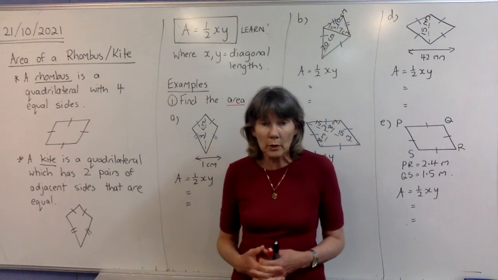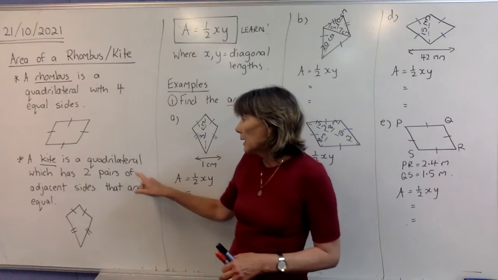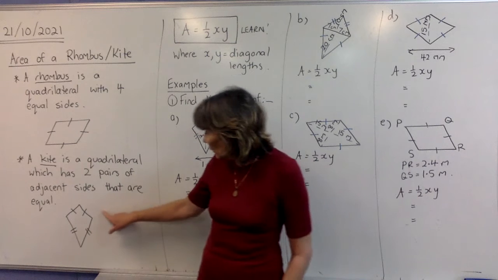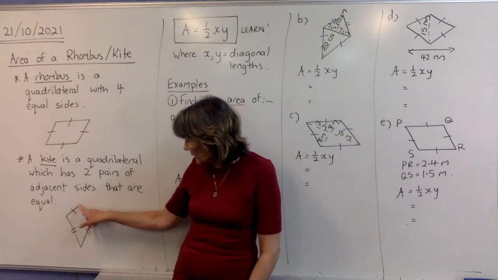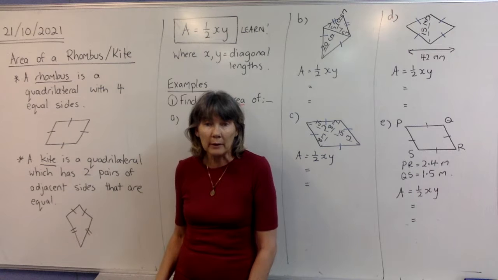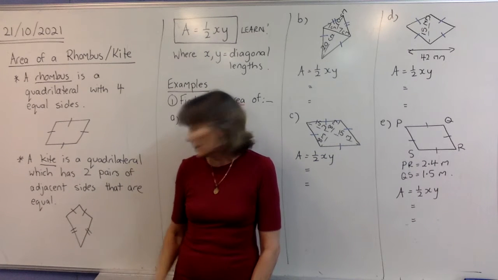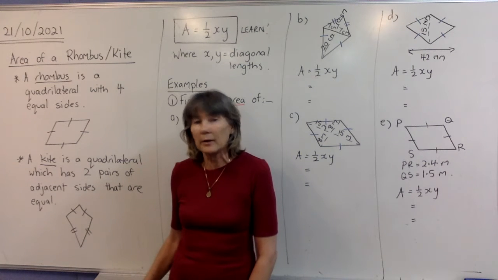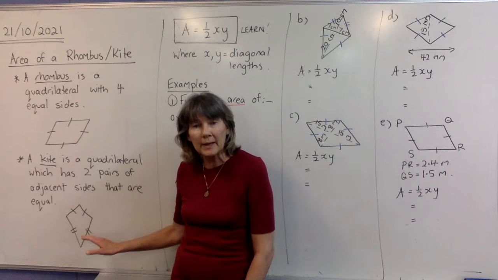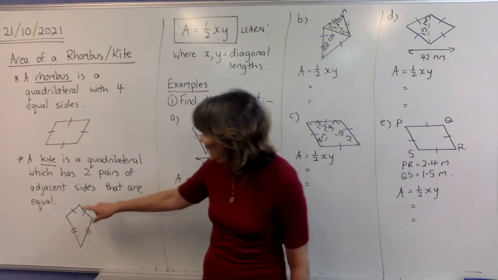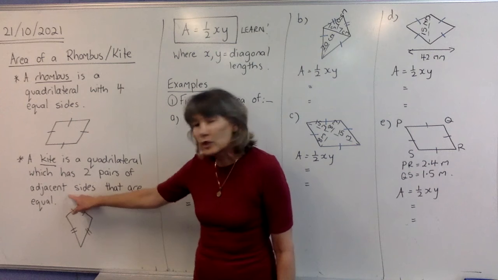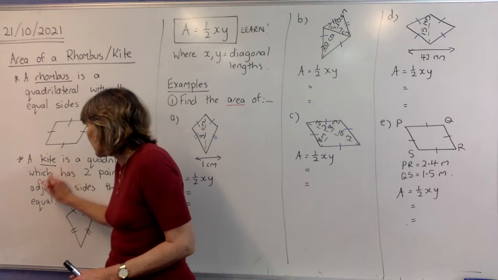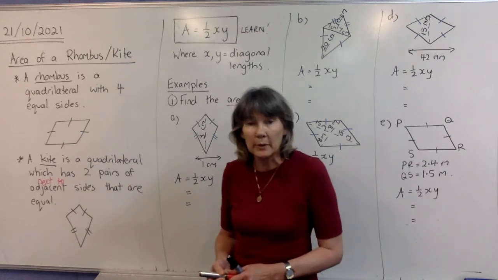Okay, now a kite is also a quadrilateral. It has four sides. It has two pairs of adjacent sides that are equal to each other. So if you look at the kite that flies in the sky, this side and this side are equal to each other. So that's one pair of equal sides. And this side and this side are equal to each other, and that's another pair of equal sides. So it has two pairs of equal sides. Now those equal sides are adjacent to each other. Adjacent means next to. Alright, so the sides have to be next to each other. And that's what's happening with a kite.